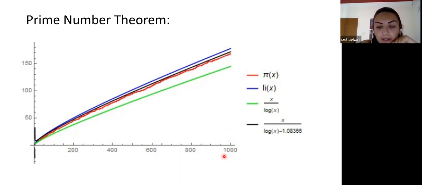From this graph, it may be seen that x over log x is not as good an approximation as the others. However, note that this graph only has x values up to thousands, which is a very small number when compared to infinity. Therefore, from this graph, we can only conclude that all 3 graphs approach π of x, but at different rates, and apparently x over log x has the smallest rate.